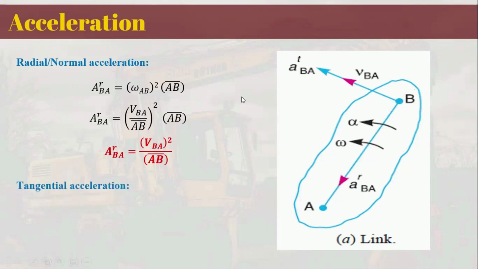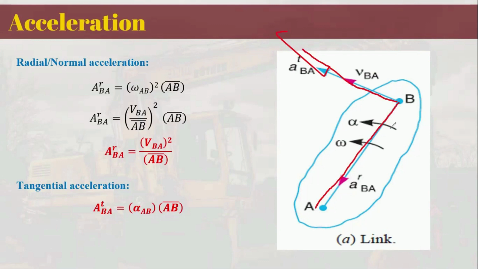The other one is tangential acceleration. From the term tangent, this one is perpendicular to our normal acceleration. This is given by our angular acceleration, alpha, times the length AB. As you can see in our diagram, our tangential acceleration is normal to our normal acceleration. It is also perpendicular to the link that is rotating.